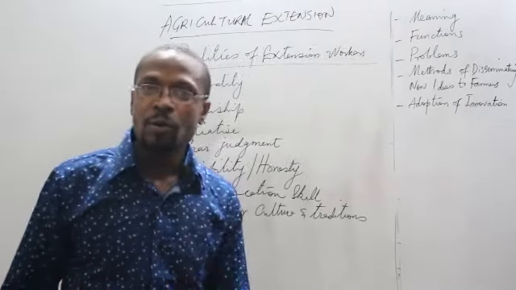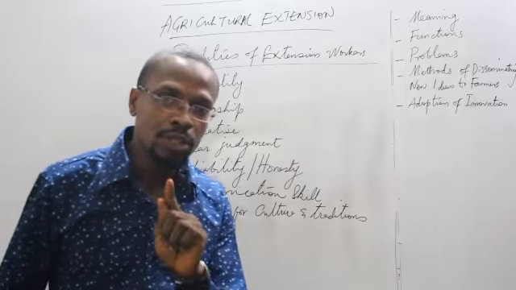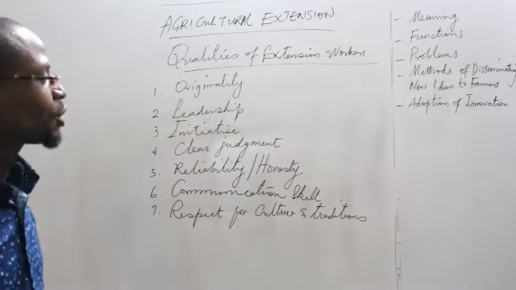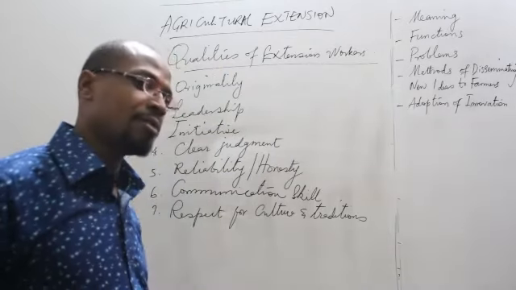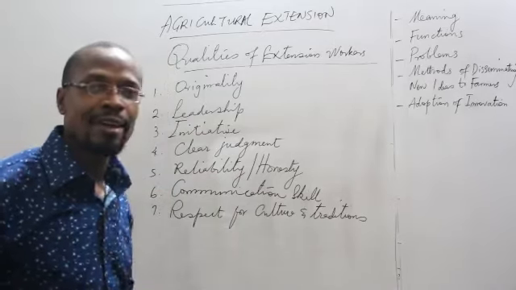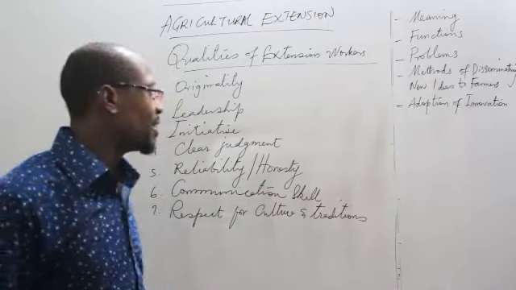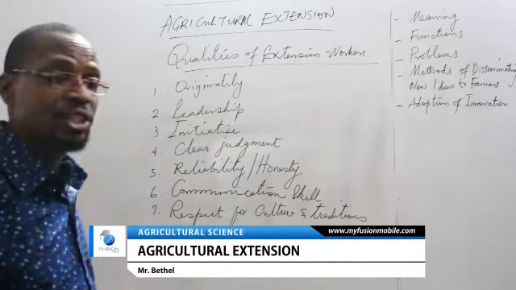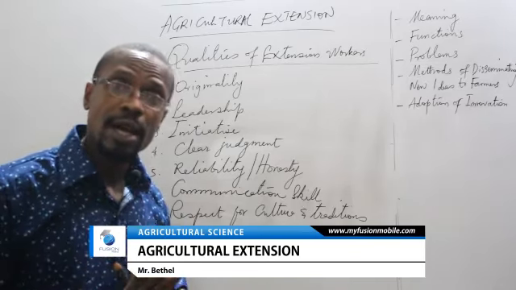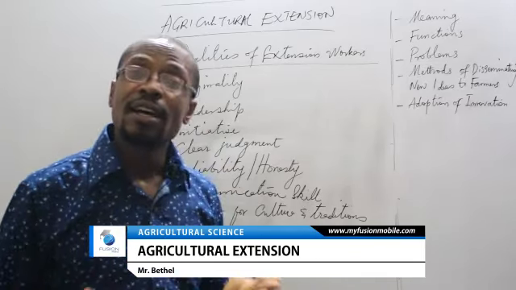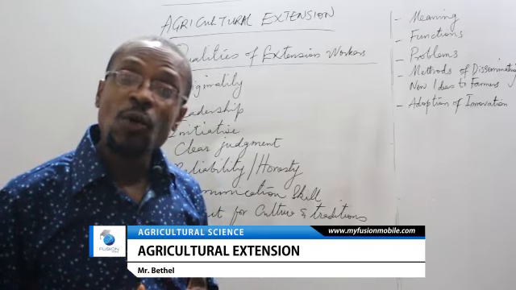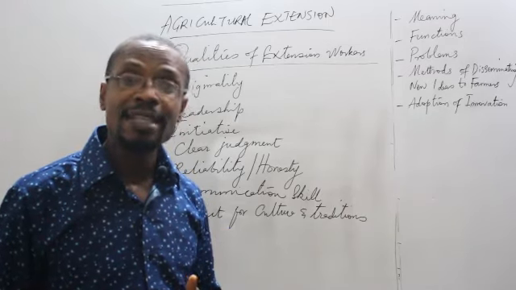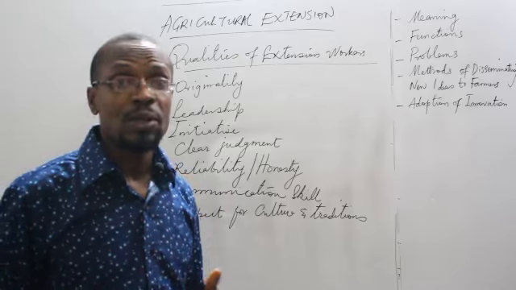Okay, very quickly, let us hit this bonus point, and that is qualities of an extension worker. We have 7 qualities listed here: originality, leadership, initiative, clear judgment, honesty and reliability, communication skills, and respect for culture and tradition. What does an extension worker do? An extension worker is that person that acts as an intermediary between the farmers and the research institutes, or between the farmers and the government.